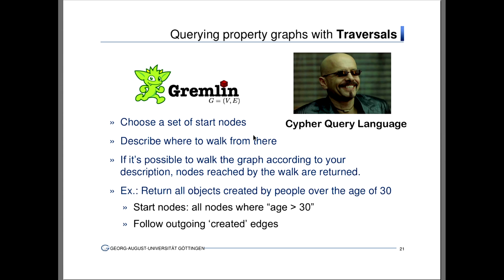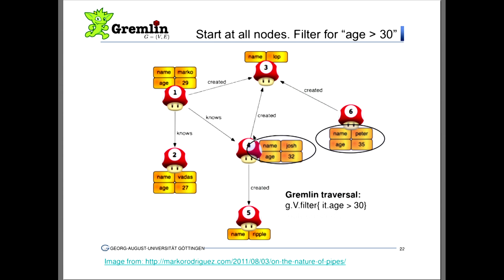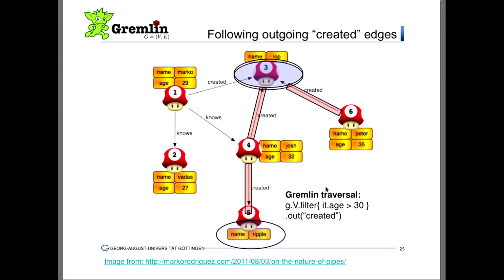So as an example, return all objects created by people over the age of 30. So it looks like this. So here's the Gremlin query. So you begin by saying, take all nodes where age is bigger than 30. So here in the example, that's Josh, who's 32, and Peter, who's 35. And now, take all outgoing edges labeled by created, and then you reach this and this node.